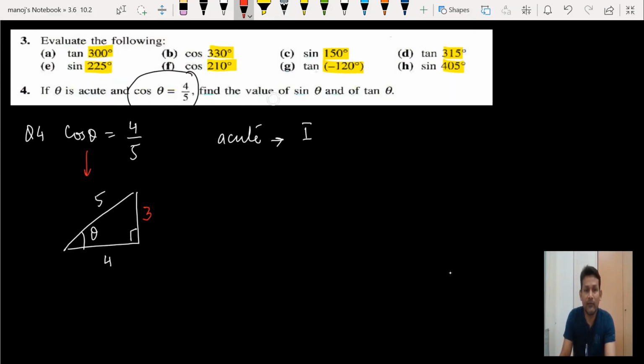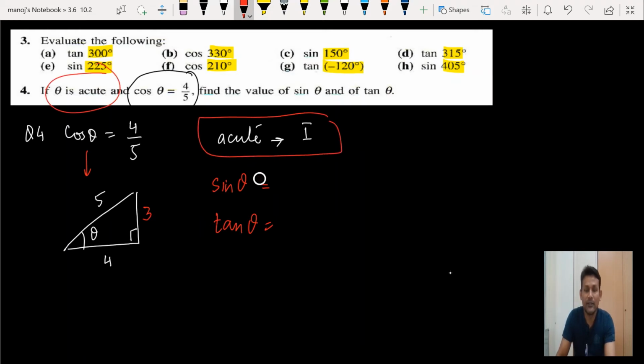Now, what's the requirement? Find the value of sine theta and tan theta. Remember, we are in the first quadrant because theta is acute. We have decided the quadrant. Sine theta: what is the sine theta value from here? 3 upon 5. I'm writing 3 upon 5. And tan is 3 upon 4. In which quadrant are we? The first, so this is positive and this is positive. So this is the way. Just draw a triangle, get the values and find all the values.